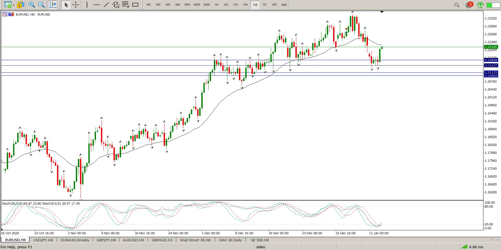So starting off with Euro USD, and by the looks of things, most currency pairs are actually starting to move. So I may be able to kick off the year with some currency trading now. So let's just start off with Euro USD.